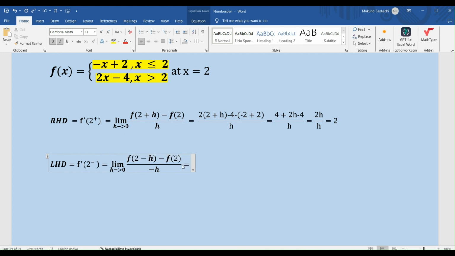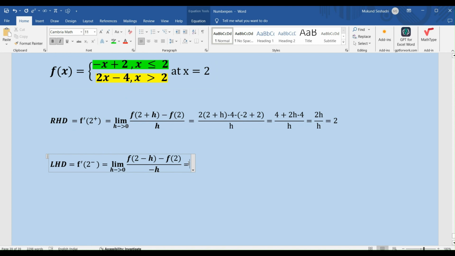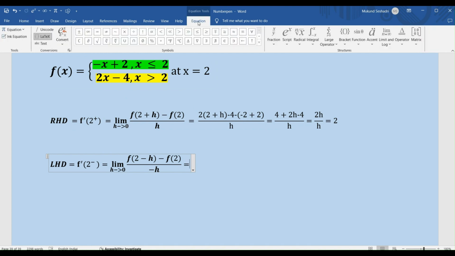And what is our f of 2 minus h? It is the value of the function f of x when x takes a value which is lesser than 2 by an infinitesimal h tending to 0, right? So in that case, which function we will have to consider? We will have to consider the function when x is lesser than or equal to 2, right? So I'm going to just change the color now. I'm going to highlight it as green. So we have x to be replaced by 2 minus h in the expression minus x plus 2, right?